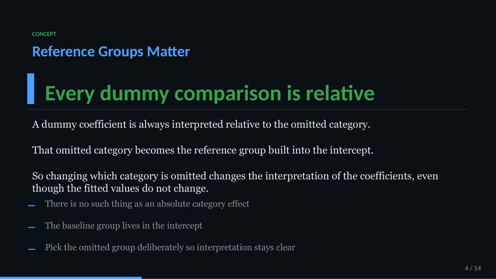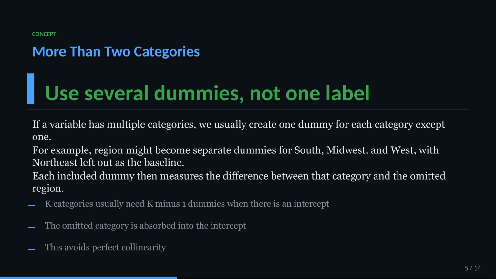Now suppose we have more than 2 categories, like region. We do not create one big label variable and throw it into OLS directly. Instead, we create separate dummies for the categories, but we leave one out. If there are 4 regions, we typically include 3 dummies and let the 4th region be the omitted baseline. Then each included coefficient tells us how that region compares with the omitted one, holding the other regressors fixed. This K-1 rule is one of the most important practical habits when working with categorical data.